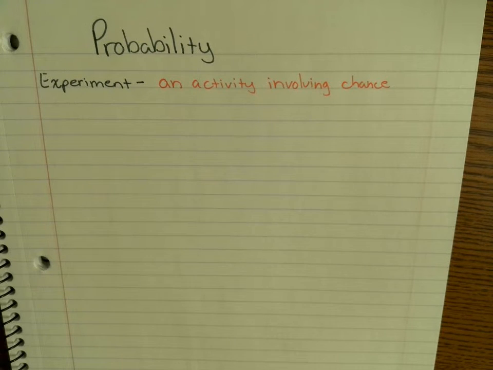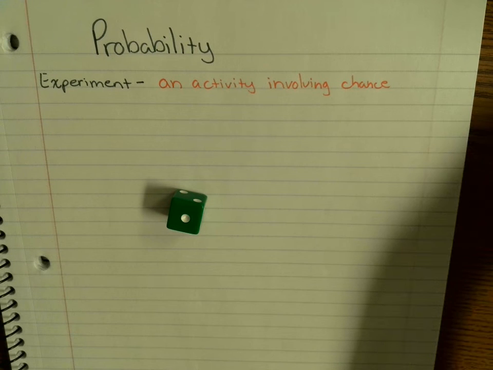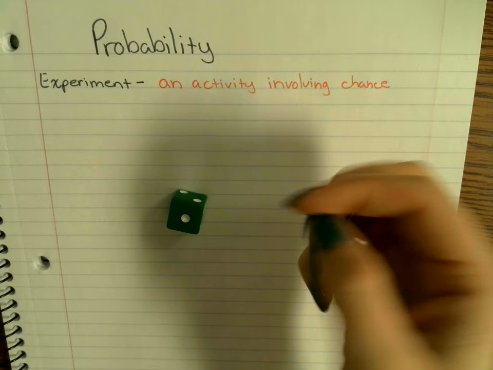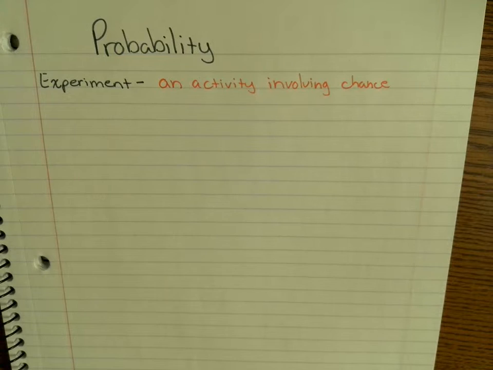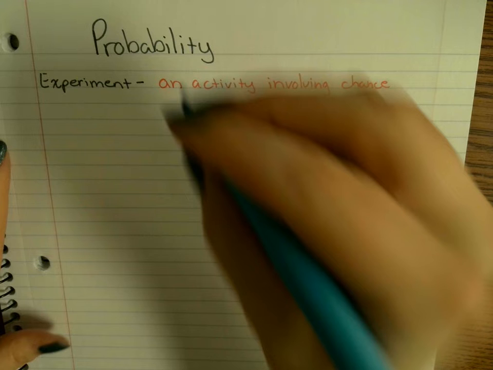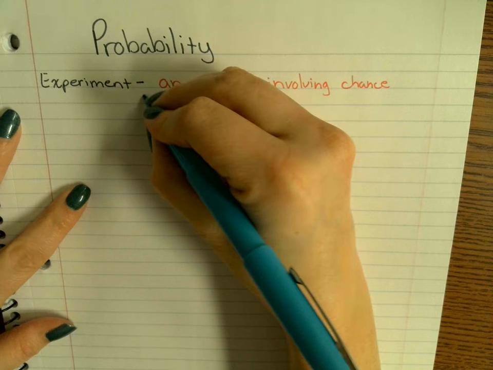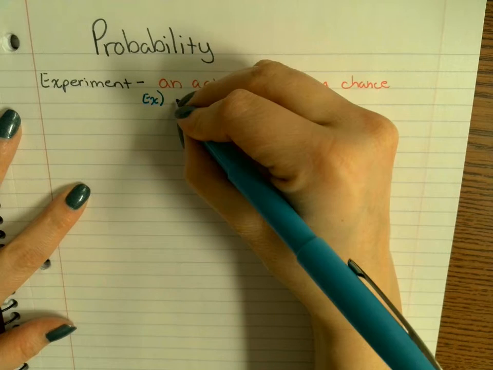Now, the events that we'll be talking about, or the experiments that we'll be talking about, are more things like you're going to roll the die. You're going to flip a coin. You're going to spin a spinner. We're going to be focusing on those basic ideas of experiments. So let's go ahead and write that as an example. So an example of an experiment is to just go ahead and roll the die.